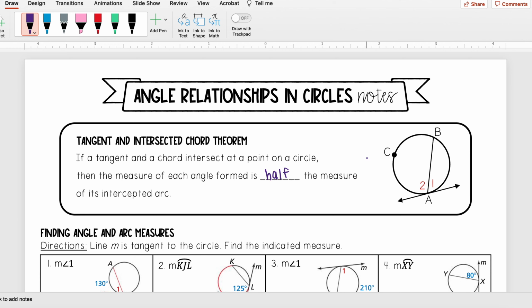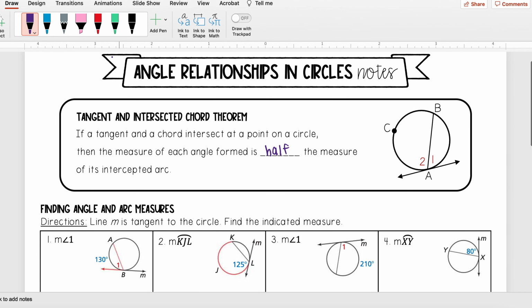So this is really similar to what we did last time, except we didn't have this tangent line here, but we're still going to be seeing the same thing. So we see, for instance, in this picture here, the angle 1 is going to equal half the measure of arc AB, because that's its intercepted arc. And we're going to see that the measure of angle 2 is going to be equal to half the measure of its intercepted arc, which is ACB.